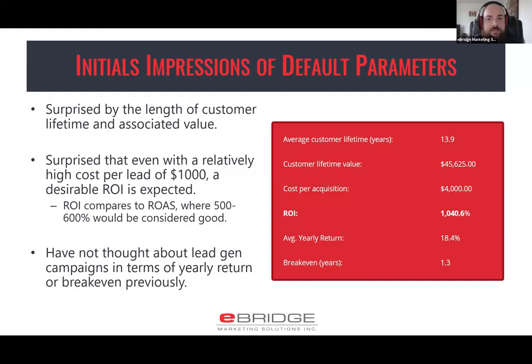And the other impression I had initially is I'd never really thought about lead generation campaigns in terms of yearly return or break-even previously. So I didn't really have a good frame of reference for what would be acceptable there. But I hope by going through the presentation today and comparing some different examples, we'll firm up a bit of a rule of thumb and a frame of reference that we can use to analyze those metrics.